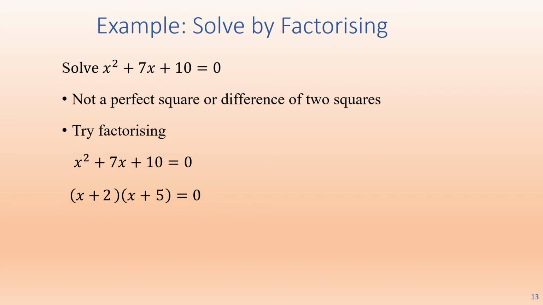Now to solve that, once again, we've got two factors being multiplied to give us 0. So one or the other is 0. And in the first case, x would have to be minus 2. And in the second one, x would be minus 5.